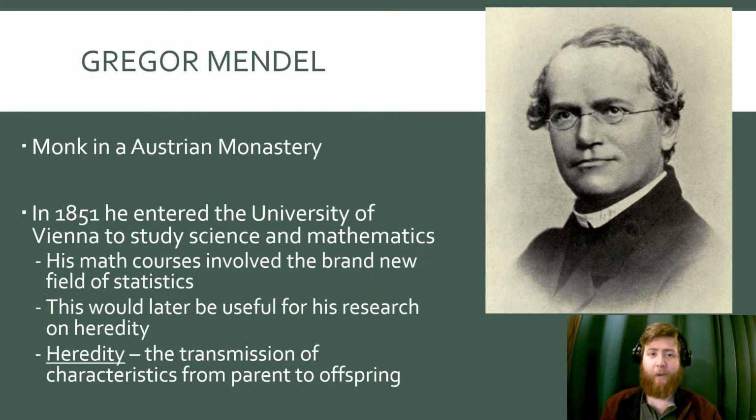All right, so first up, who was Gregor Mendel? Gregor Mendel was a monk. He worked in an Austrian monastery, and in 1815 he entered the University of Vienna to study science and mathematics. His math courses, and this is kind of important, involved the brand new field of statistics, and that's where a lot of his findings for genetics come from. This was very useful in his research on heredity. His ability to use a large quantity of numbers and make a meaningful story out of them is what sparked and drove Mendelian genetics.